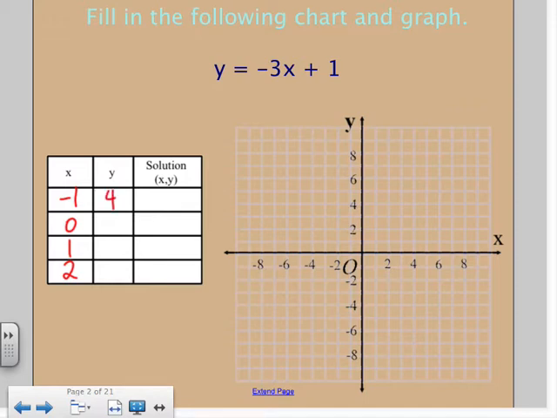So you'd have negative 1, 4, you'd have 0, 1, 1, negative 2, 2, negative 5. All right, so then you know our points. So we got negative 1, 4 is the first one, right? 0, 1 is my next point. 1, negative 2 is the next one. And 2, negative 5 is my last point.